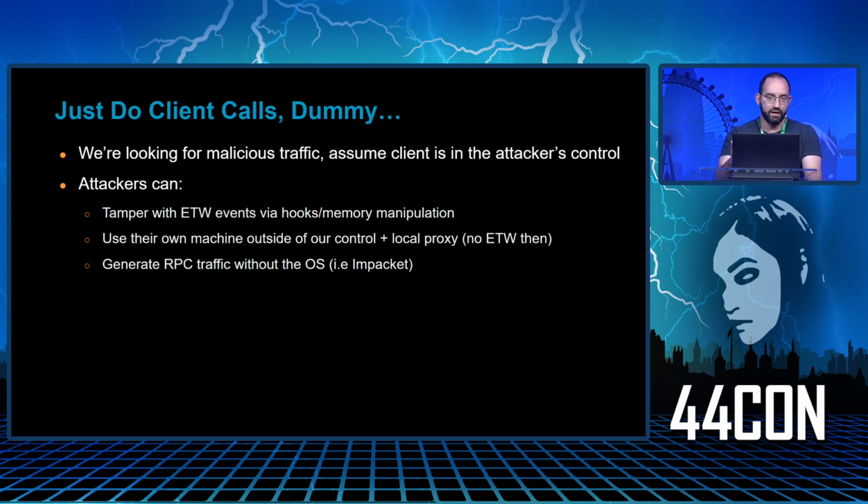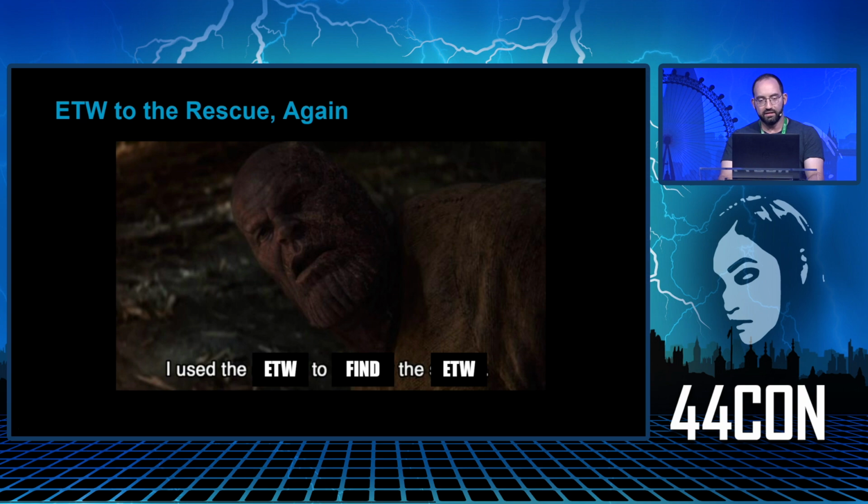So for example, Impacket, a very popular Python library for network operations, also used by a lot of red teamers, generates all RPC traffic in-house. No ETW then. And precisely because of that, I don't want to rely on client calls. I want to keep a look at server calls. So what can we do? ETW to the rescue again.